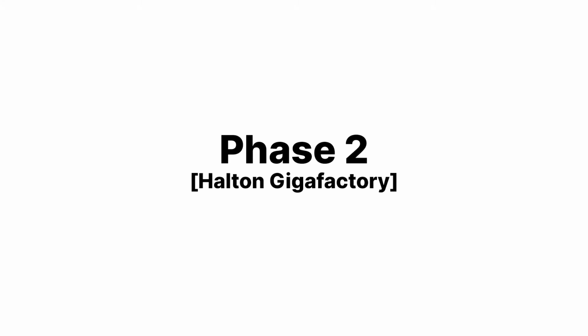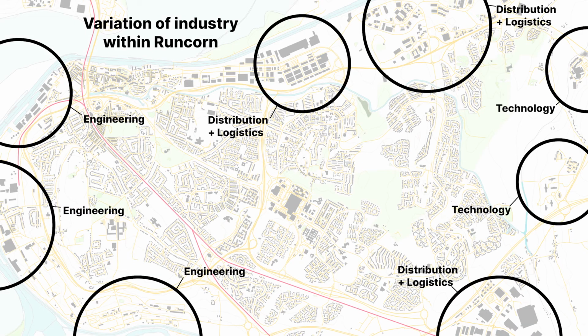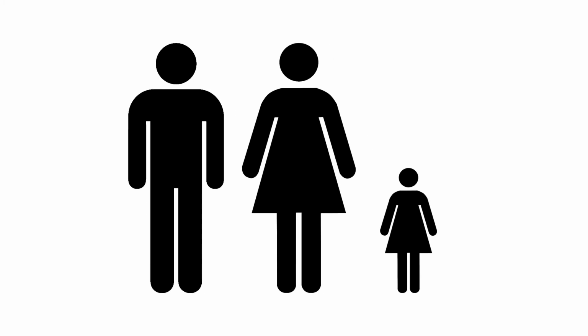Phase 2, Halton Gigafactory. As previously discussed, these varieties of industry within Runcorn, engineering, distribution, logistics and technology, are all the constituent factors you'd need to be able to implement autonomous vehicles. So hopefully not only will this bring in new people, but also provide variety of work within Runcorn. Hopefully with this implemented, the population of Runcorn would increase closer to the originally required 100,000 residents for Runcorn to operate successfully.